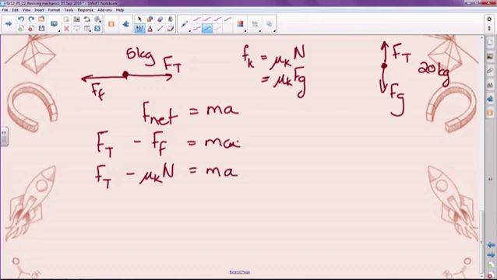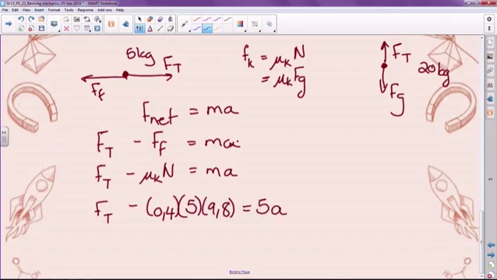Okay. Now I substitute in what I know. I don't know Ft. I know mu k, it's 0.4. N we just said was its weight, so that means it's 5 times 9,8, which is then 5a. Oops, no, not equal. What am I doing? So it's Ft minus 19,6 equal to 5a. I'm going to call that equation 1.